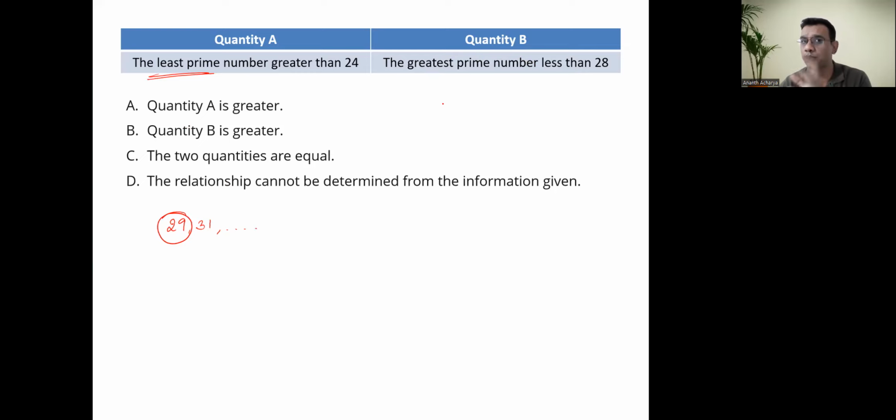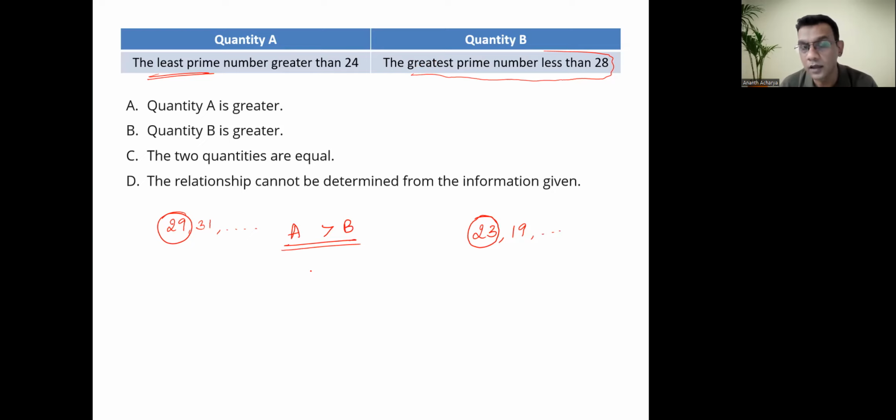When it comes to quantity B, you are looking for a prime number less than 28, and thus you list down prime numbers less than 28. You will have 23 coming into the picture, then 19, and so on, because you're now going in decreasing order. But because they have asked for the greatest prime number, you realize that it is 23, and thus quantity A is greater than quantity B. Now, this is one way.